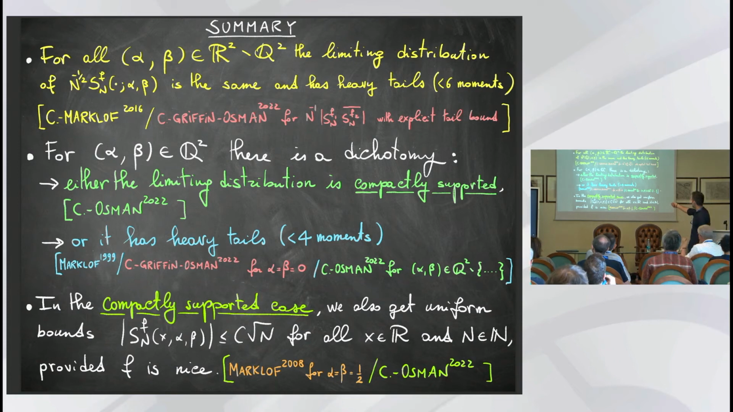This was studied in a joint paper with Jens Marklof and in a more recent paper with Jory Griffin and Tariq Osman, where we look at a more general expression, not just one of these S_N f, but S_N f1 times S_N f2 bar, let's say. And then you look at the distribution of those for f1 and f2. And we actually improved explicitly the tail bounds.